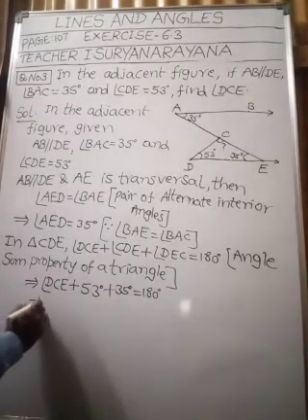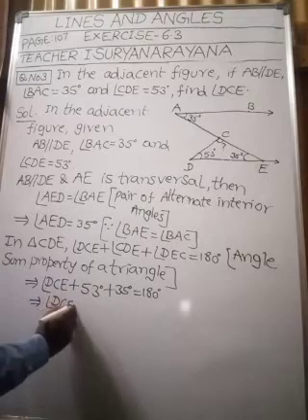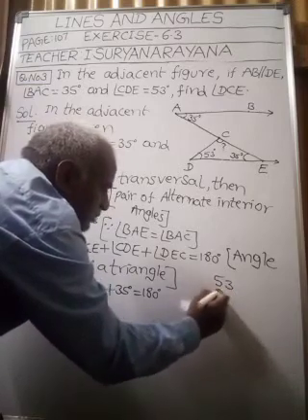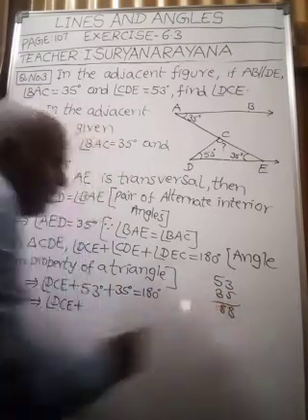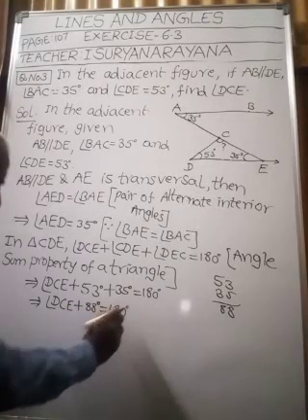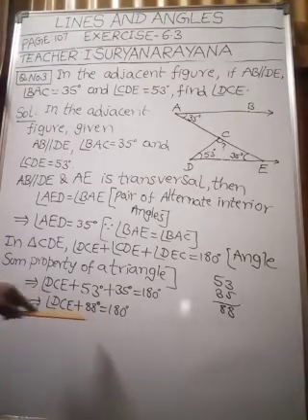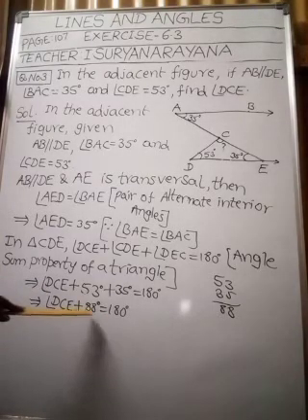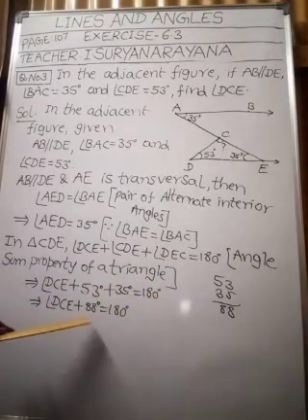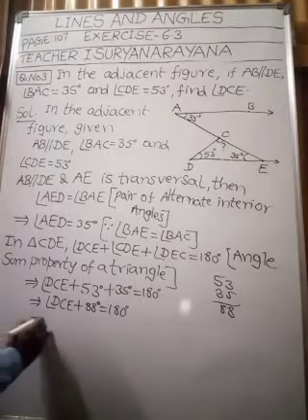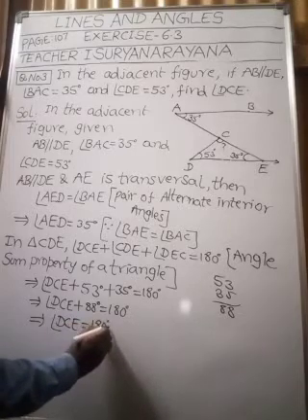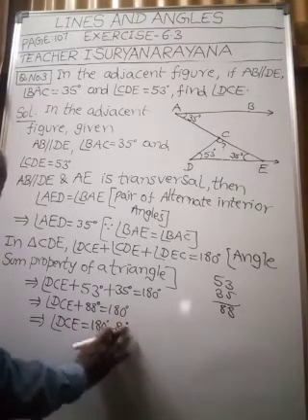Right. This implies angle DCE. Let us simplify these two numbers, 53 degrees, 35. What do you get here? 88 degrees is equal to 180 degrees. Understood this step, my children? Right. Now we transpose this quantity to RHS. Then it becomes minus 88 degrees. Okay, my children? This implies angle DCE is equal to 180 degrees minus 88 degrees.